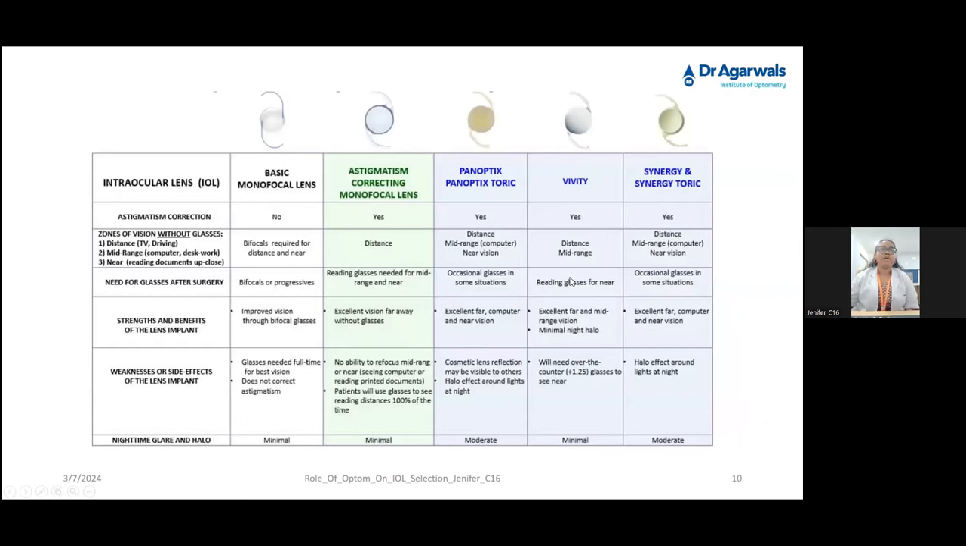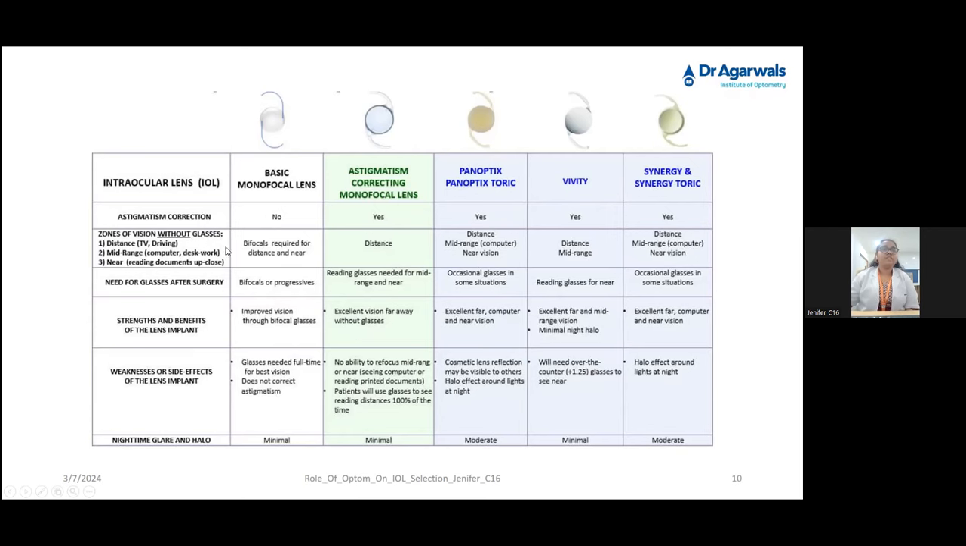These are the types of IOL. In intraocular lenses, there are five types: basic monofocal lens, astigmatism correcting monofocal lens, Panoptix and Panoptix Toric, Vivity, and Synergy and Synergy Toric. In this type of lens, we can correct astigmatism in astigmatism correcting monofocal, Panoptix Toric, Vivity, Synergy and Synergy Toric. We can't correct astigmatism in basic monofocal.